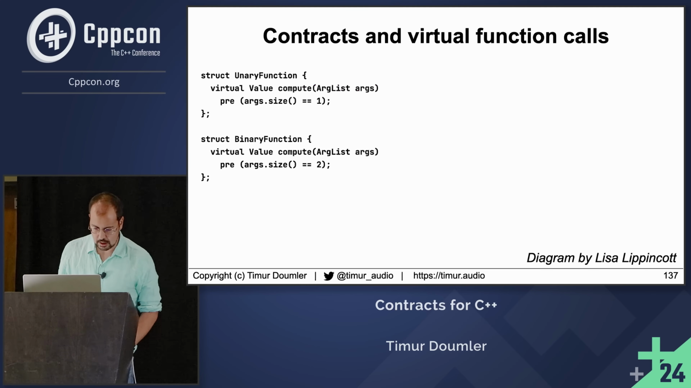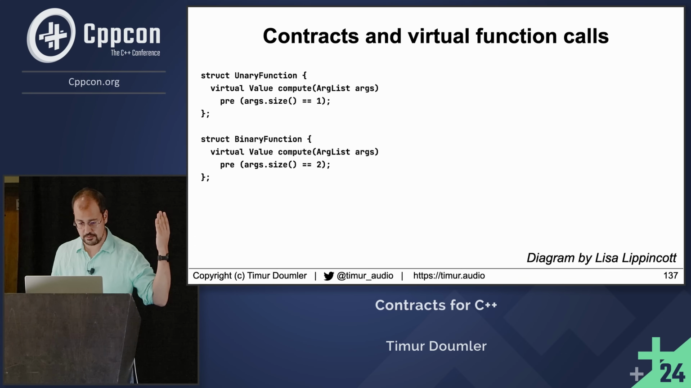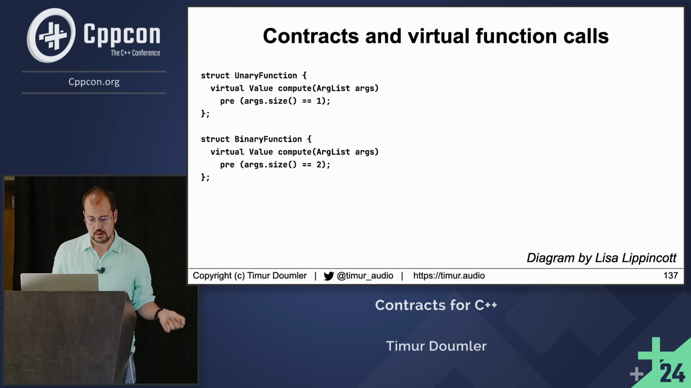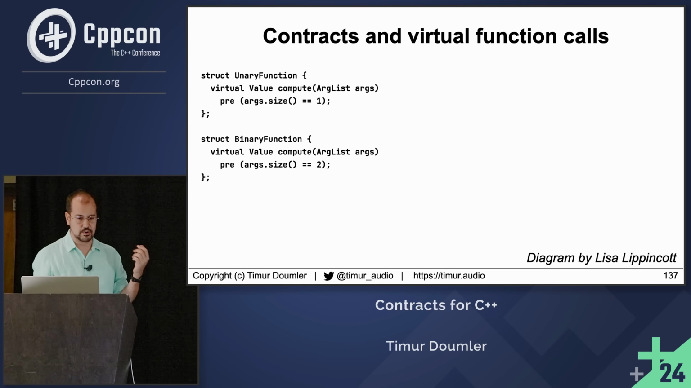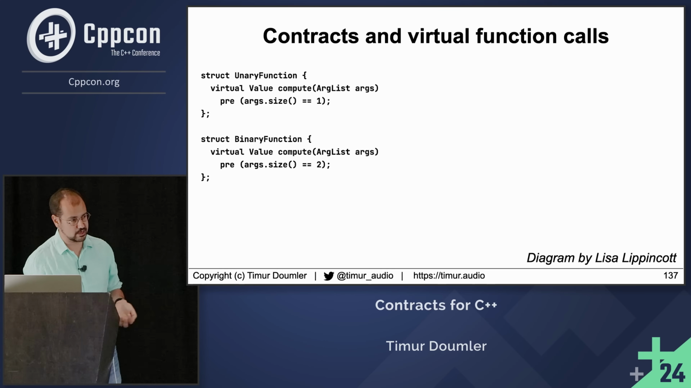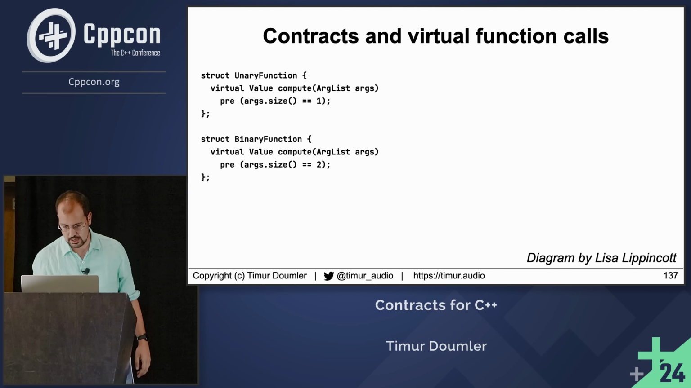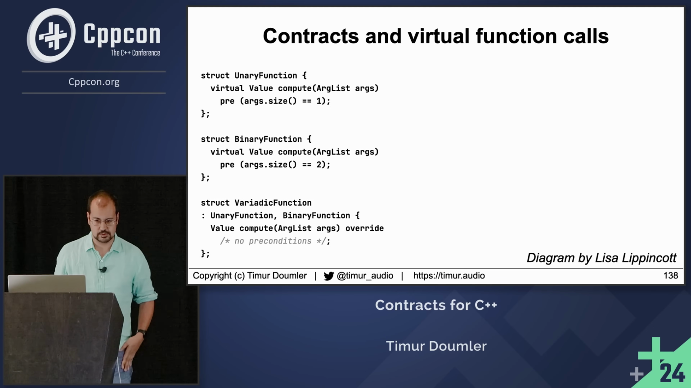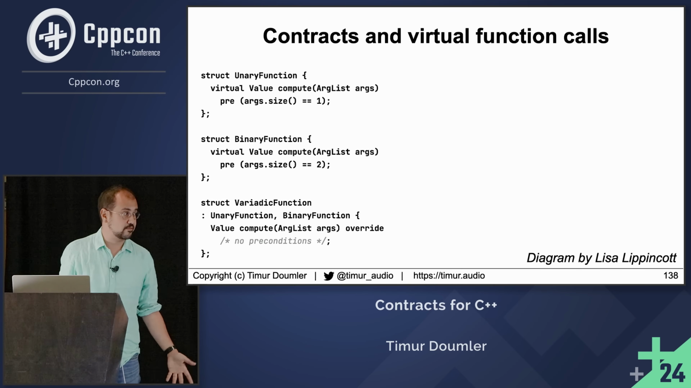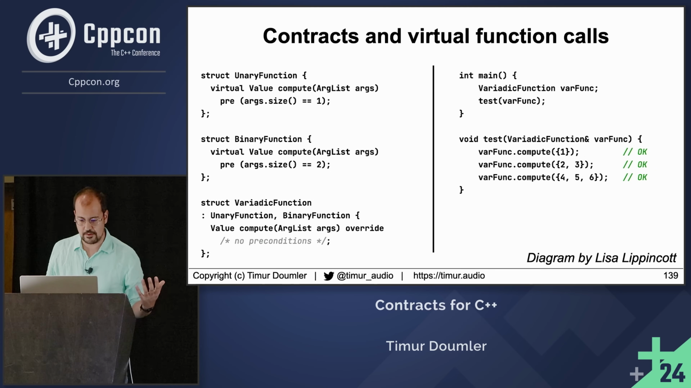So here's an example. We have a unary function, which has a virtual function compute, and it has a precondition that you have one argument. And then you have a binary function, which has a precondition that you have two arguments, right? And what you can now do with our proposal, which you cannot do, I think, in any other language that supports contracts, is inherit from both of them, and then you can have a variadic function which has no preconditions, and that's fine. It depends on how you call it and what function ends up being called.